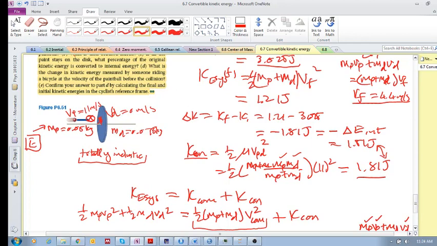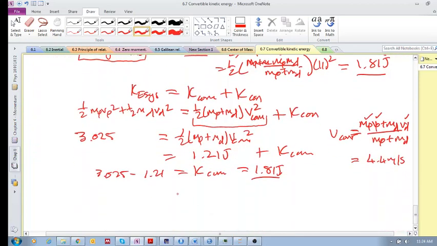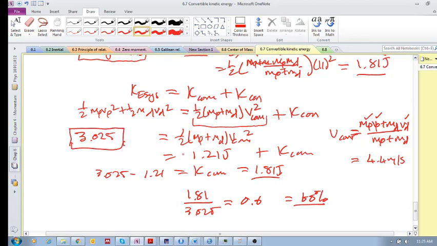Okay, and now it asks what percentage of the original kinetic energy is converted to internal energy? All you need to do is say this amount that's converted divided by the original amount of kinetic energy, and that is your percentage. 0.6, or 60%, of that original kinetic energy was converted into internal energy.